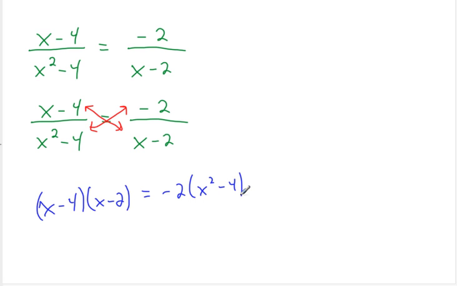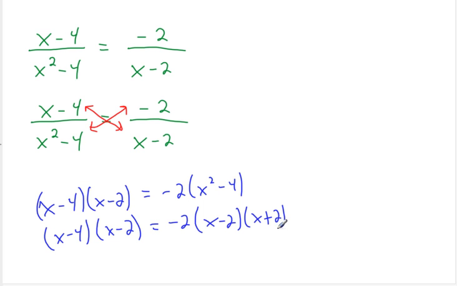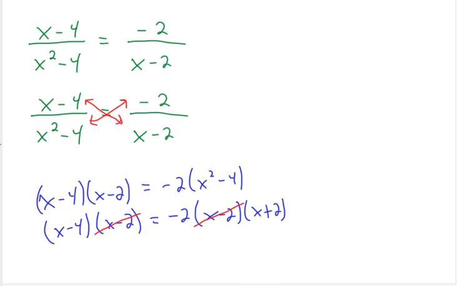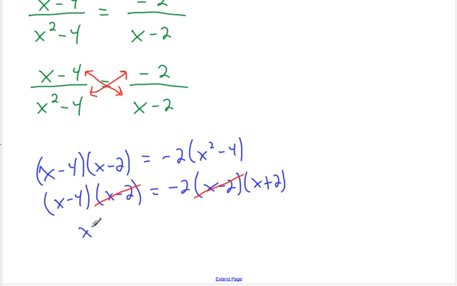There's a couple of things we can do here. Since this is already factored, that's nice. Let's factor the one on the right and see what happens. We could probably have done this earlier, but this should work just fine. We have a difference of squares here. Okay, so if I divide both sides by (x - 2), these will essentially go away, leaving us with x - 4 equals negative 2 times (x + 2).